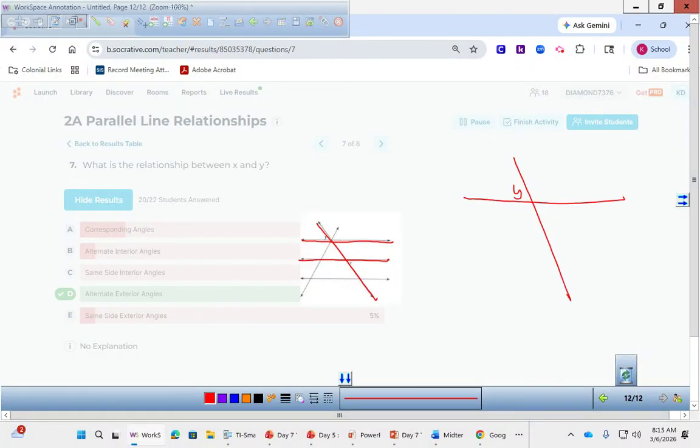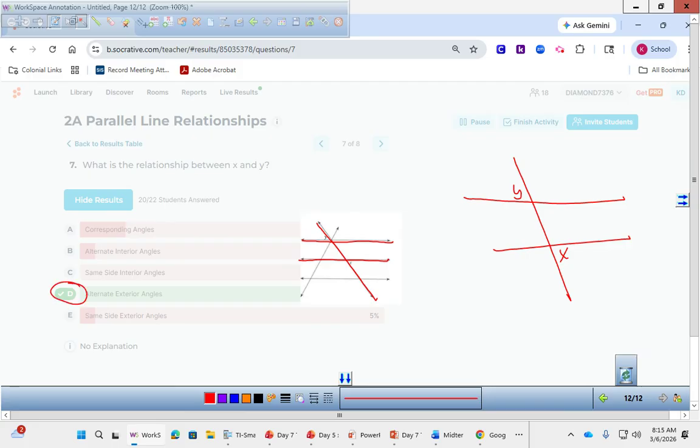So here's Y. Here's X. And it becomes a lot more clear what that relationship is without all that other white noise around it, right? So now seeing it, they're on different sides of the transversal, the left and the right, and they're on the outside, which is what's making them alternate exterior angles.